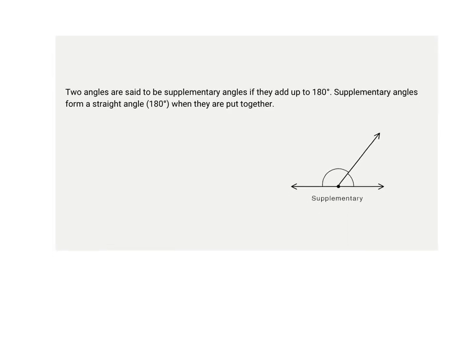We also have something called supplementary angles. And this would be two angles that add up to 180 degrees. So you may recall a straight angle is 180. Well, here is one angle. And then here is its supplement, the other side.